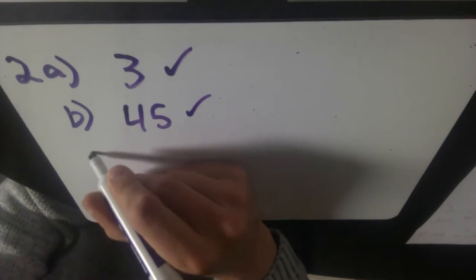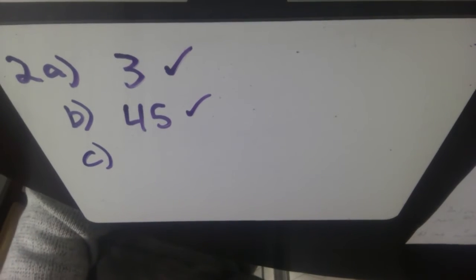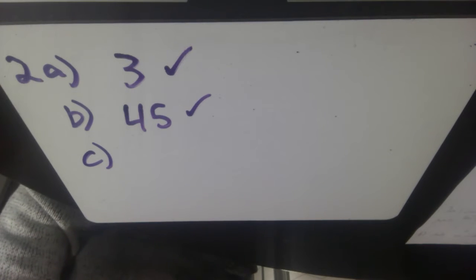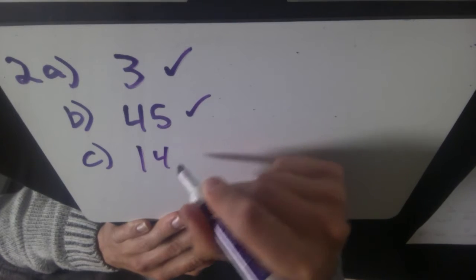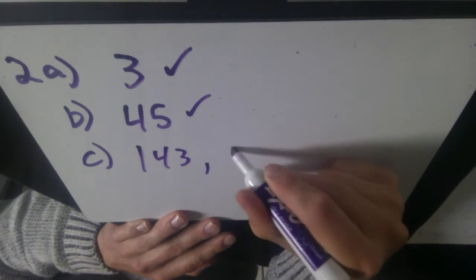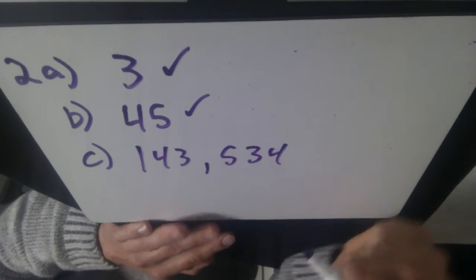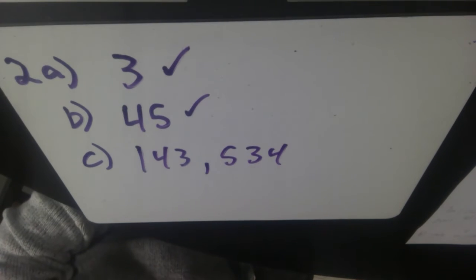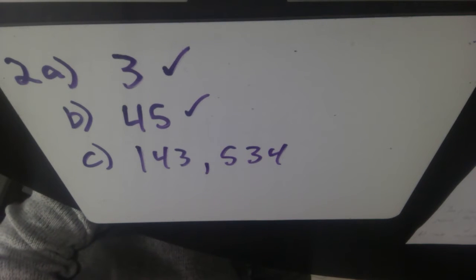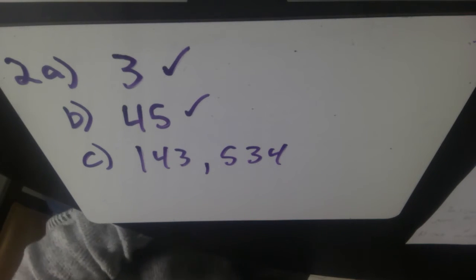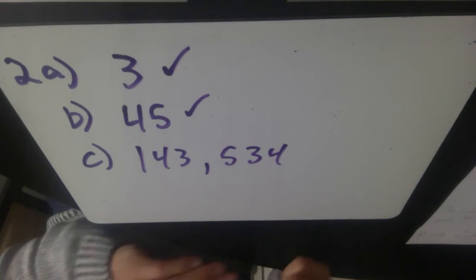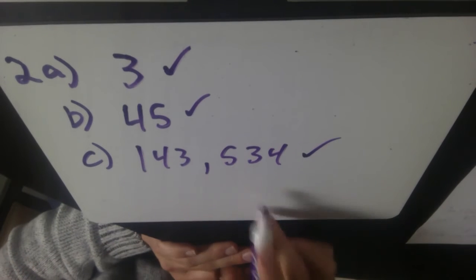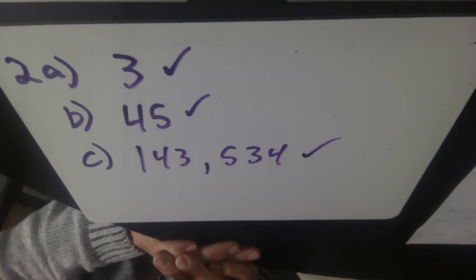In C, this one's a little bit different. This time there is 2 modes. Yes, you can definitely have 2 different modes. Your 2 modes here are 143 and 534. Why there's 2 modes is that we see both of those numbers twice. We see them more than any other number, but not more than each other. So then, therefore, we have 2 modes. If you only put 1, give yourself a half a mark there.